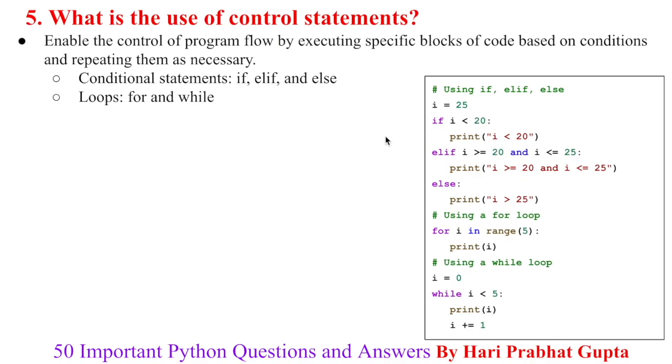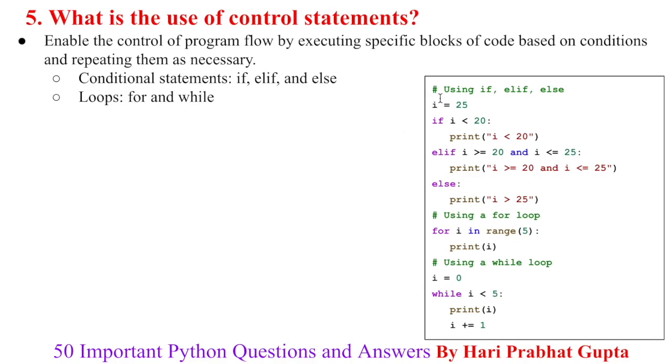So here the loop statements are used to execute a block of code repeatedly, either for a specific number of iterations or until a certain condition is met. Loops are useful for iterating over a list, performing calculations, or any other situations where a block of code needs to be executed multiple times.